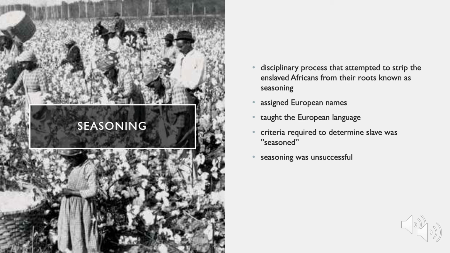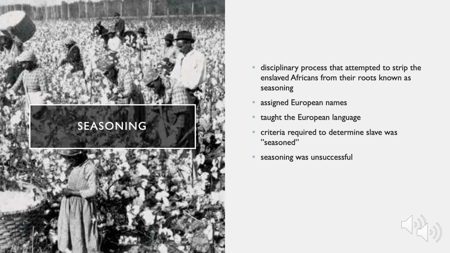They were assigned European names, Christian names or classic Greek names. They were also taught the European language. There was a criteria required. They had to meet a required criteria to determine if a slave was considered seasoned.